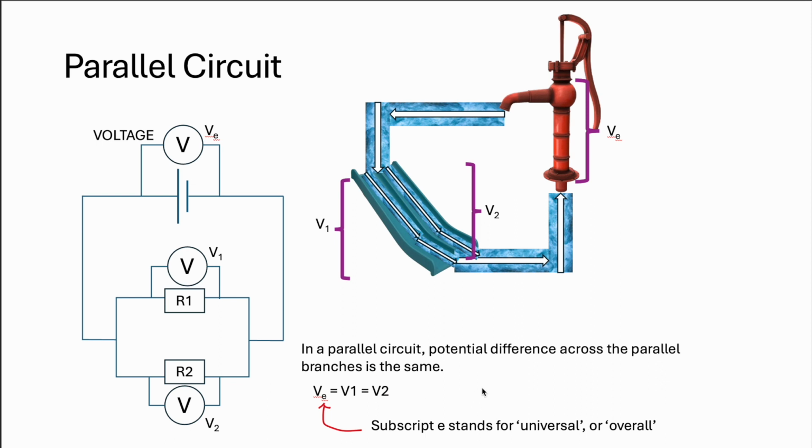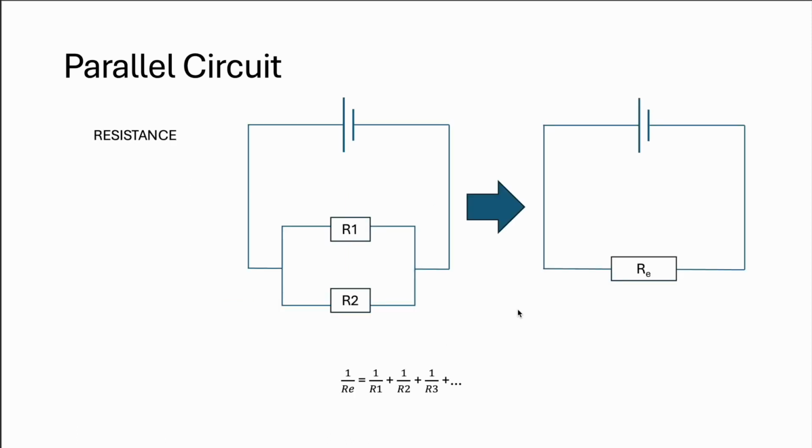Okay, so for voltage, the voltage of R1 and R2 is going to be equal to the overall voltage of the battery, or rather the EMF. Okay, however, for resistance in parallel branches, it's going to be a little bit different. It's going to have this little formula: 1 over R equals 1 over R plus 1 over R plus 1 over R, and so on and so forth. So this is the odd one. I have no special story to help in this.